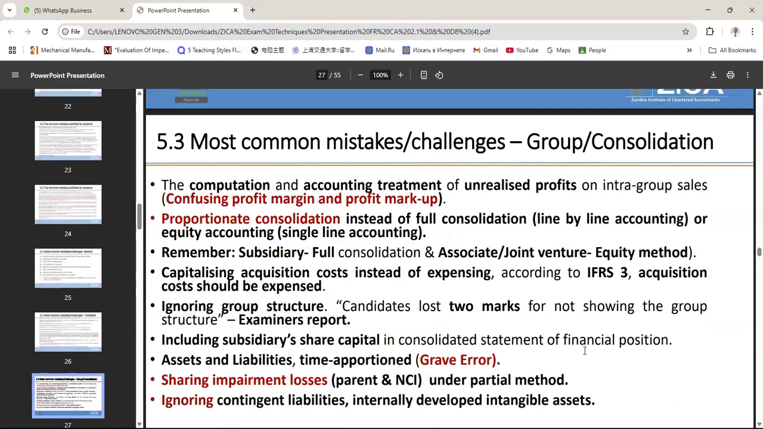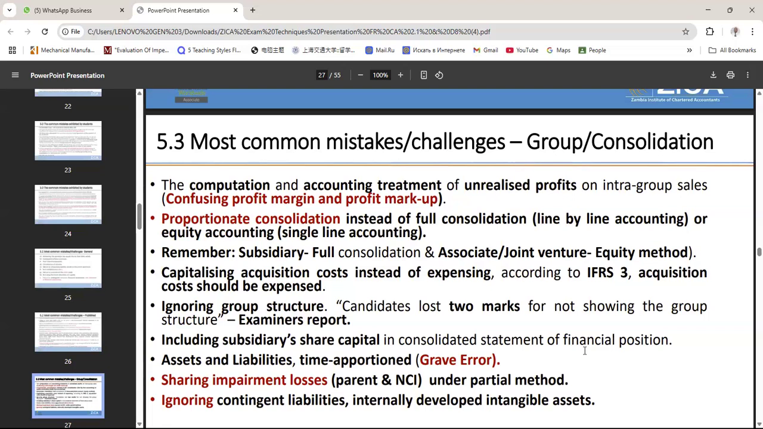Consolidation, ensure to know the difference between margin and markup. When you are consolidating a subsidiary, use full consolidation, then for an associate use equity accounting. Then group structure, write a group structure. When you write a group structure, indicate the percentage of ownership and the post period. Very, very important. Assets and liabilities are not time apportioned.